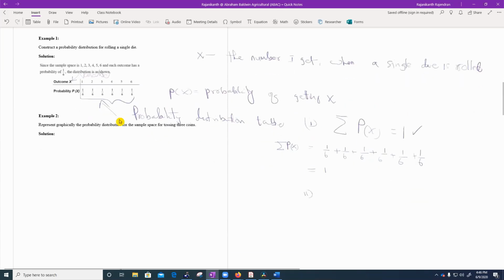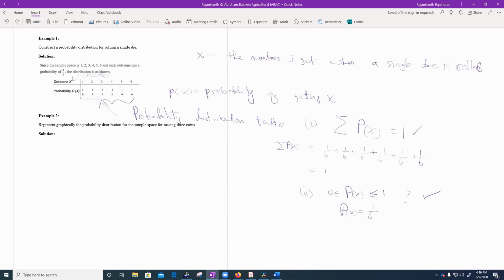Now look at the second condition. Are all p(x) values between 0 and 1? Ask yourself. If you look at all possible p(x), my p(x) for this problem is 1 over 6 everywhere, right? Therefore, yes, 1 over 6 is a number between 0 and 1. Therefore, the second condition is also satisfied. So this is my correct probability distribution.